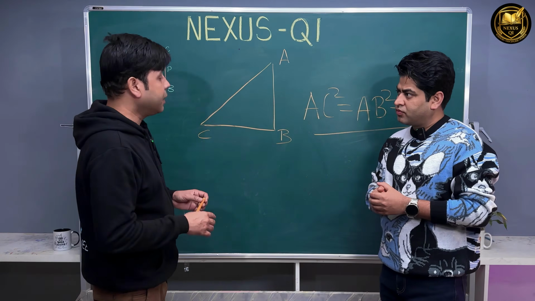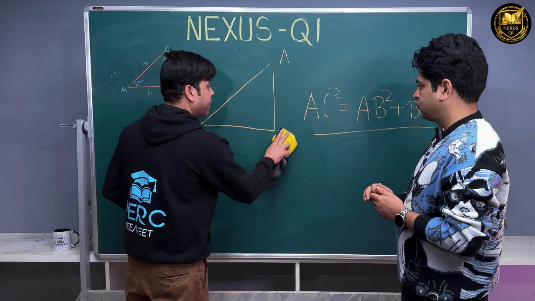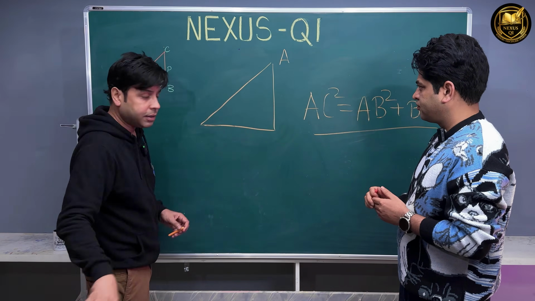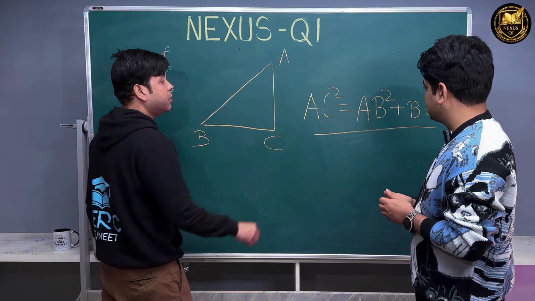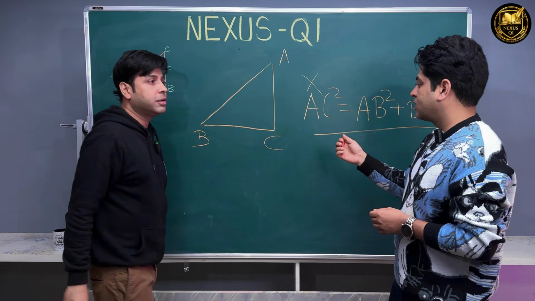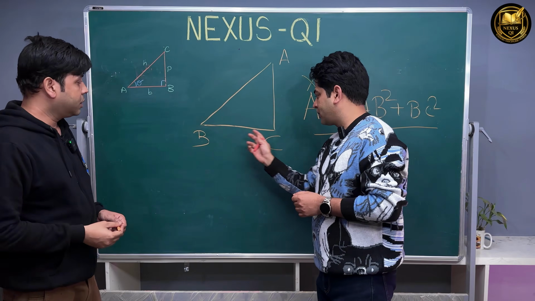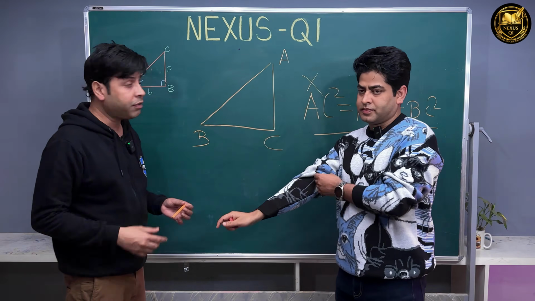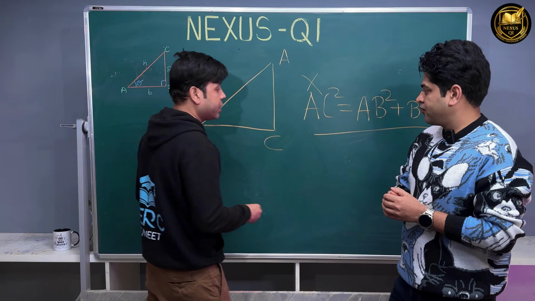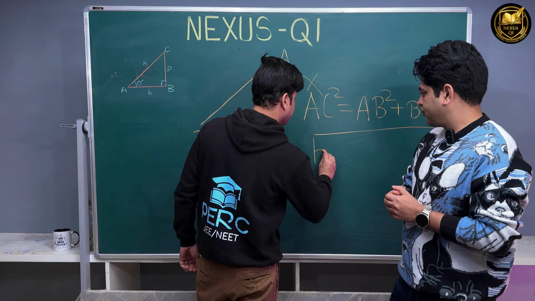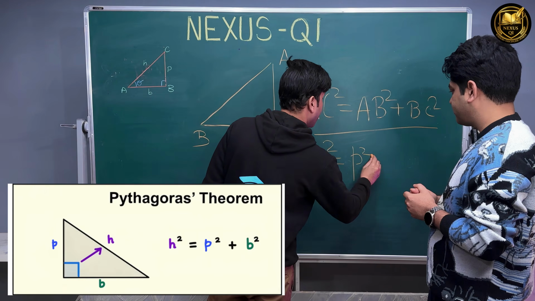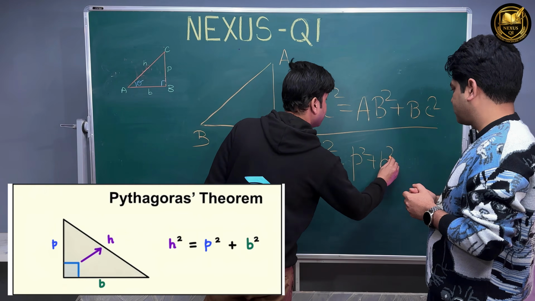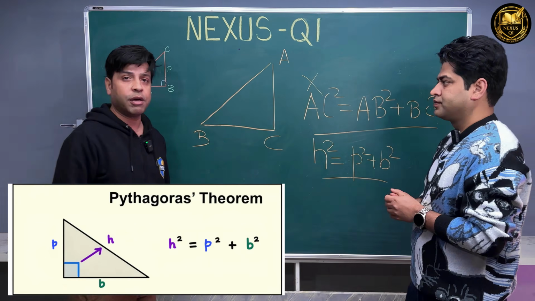But the problem is that if I change the name of this vertex, if I make this as B and this vertex as C, then this will become wrong. Okay, it means you are telling that everything depends on the naming. So never go by name. Always remember one thing: Pythagoras theorem means H square equals P square plus B square. Okay, clear everyone?